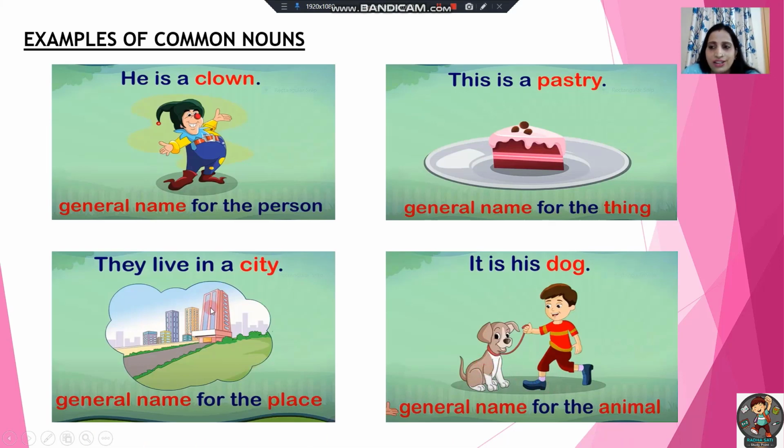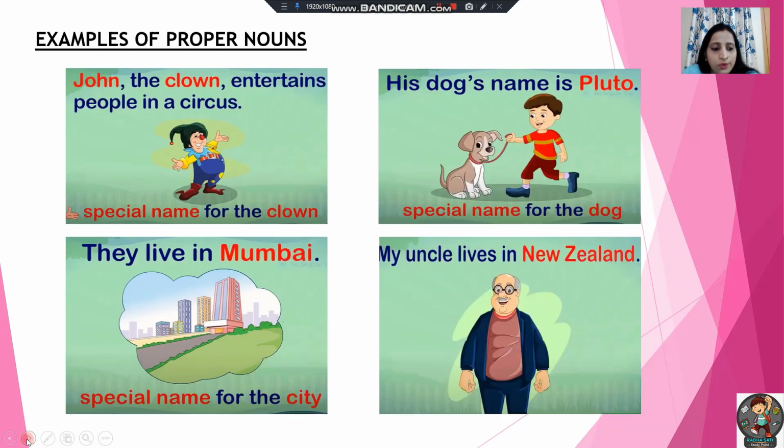Now let's see few examples of special noun or proper noun. See, John the clown. अब हमने यहाँ पे जो हम clown के बारे में बात कर रहे हैं, हमने उसे एक special name दे दिया है. That is John. Entertains people in the circus. Okay. So now we are talking about this particular clown and the name of the clown is John, who entertains people in a circus. तो इसका स्पेशल नेम है, that's why it will be proper noun.